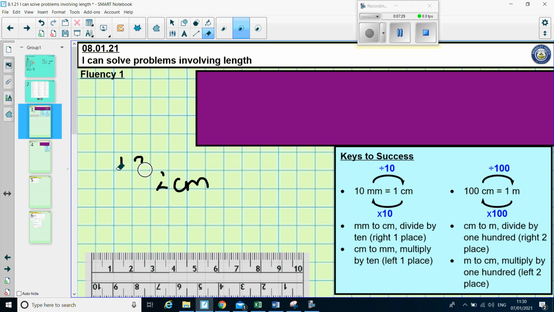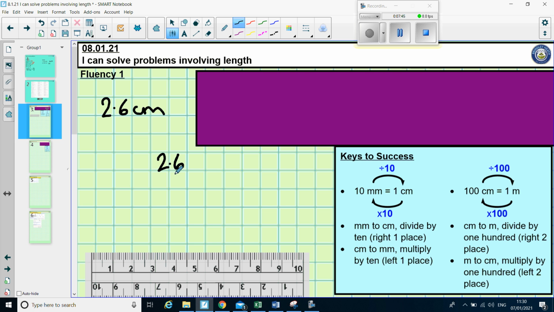Question might ask you to do that the other way around. It might give you the number of centimetres and it might ask you how many millimetres. So it might say, what's 2.6 centimetres in millimetres? Now this time I need to take my 2.6. They've given me it in centimetres, but I want to know it in millimetres, so I've got to times it by 10. So I move my digits 1 place. So 2.6 centimetres is 26 millimetres.